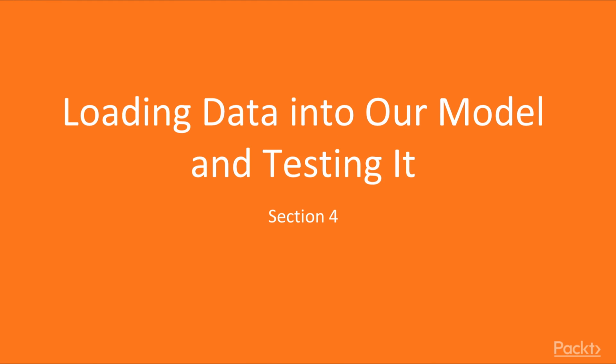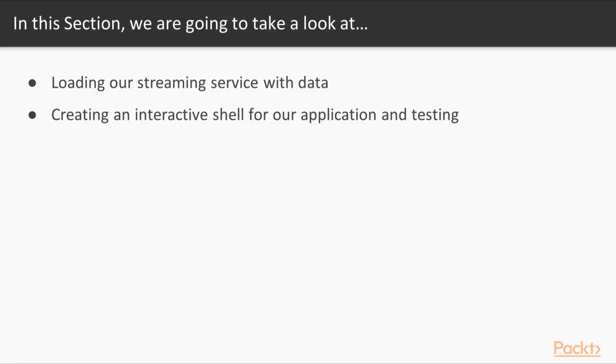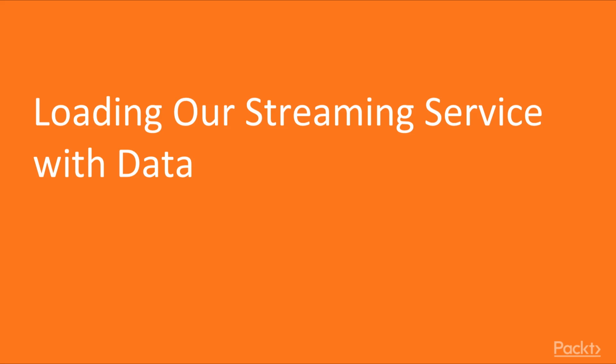Welcome to the fourth section of this Java 9 by example course. In this section, we will cover a few advanced bits of functionality that we can add to our music streaming service, such as reading data from files and loading it into memory, writing a CLI or command line interface, and writing automated tests for our application.